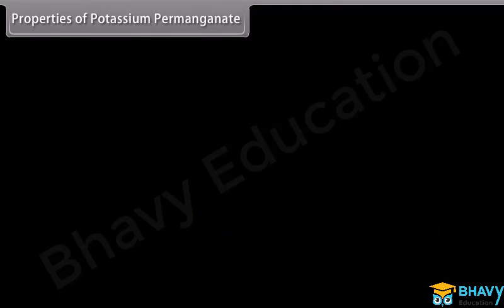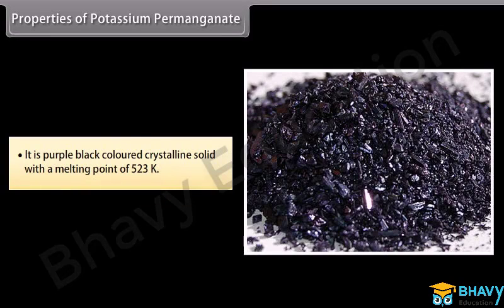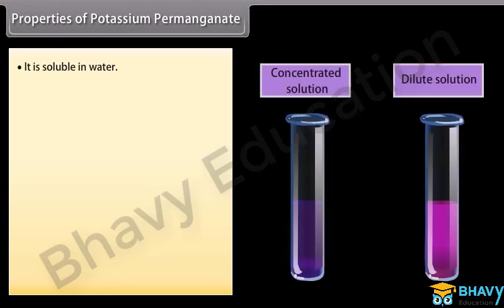Properties of potassium permanganate. Potassium permanganate is a purple-black colored crystalline solid with a melting point of 523 Kelvin. It is soluble in water. Its aqueous solution has purple color if concentrated, but if the solution is dilute, it has pink color.